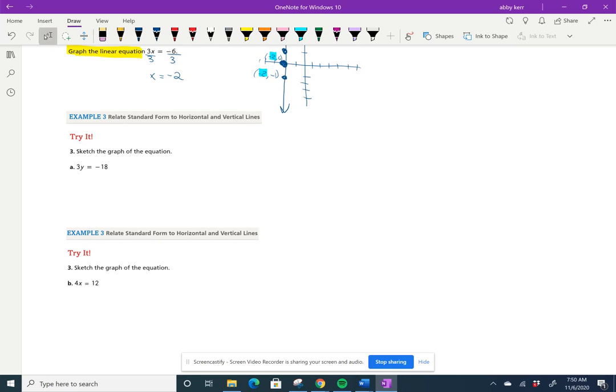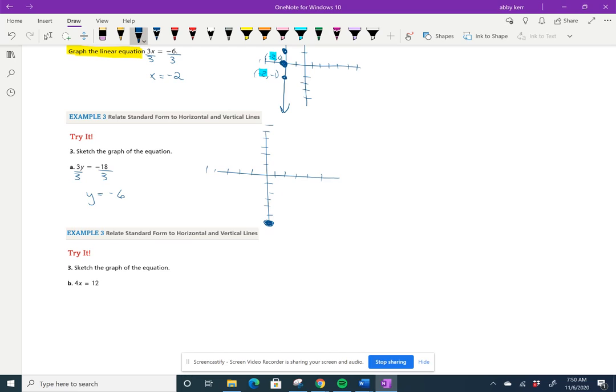Now I would like you to do the try-its for example 3. Remember to solve for the variable. So here we're going to divide by 3. Y equals negative 6. So we want to find on our line where y is negative 6. So we go down 1, 2, 3, 4, 5, 6, plot a point.